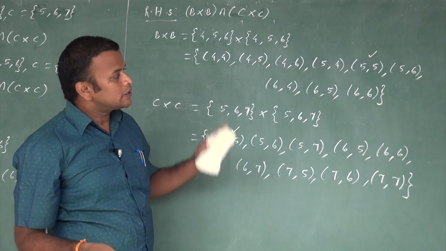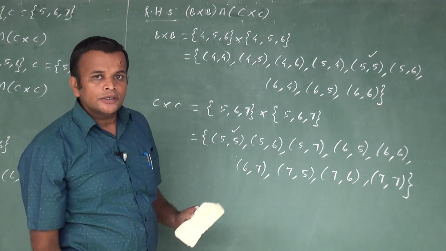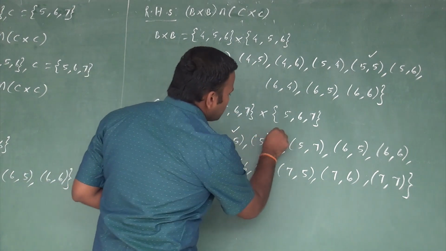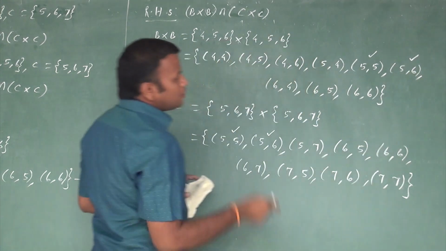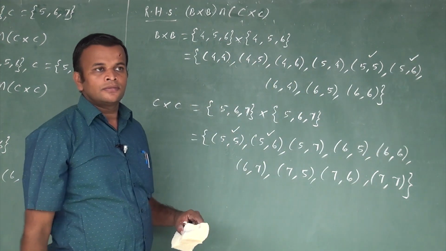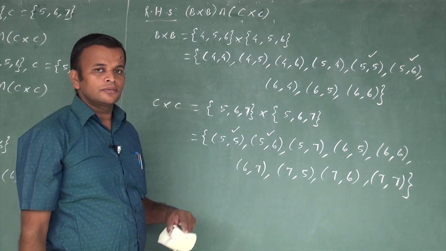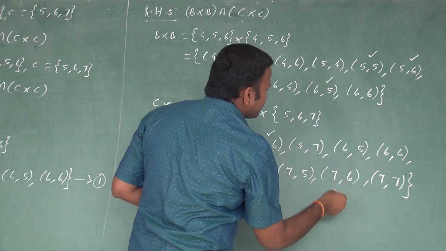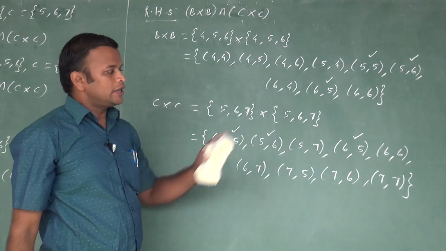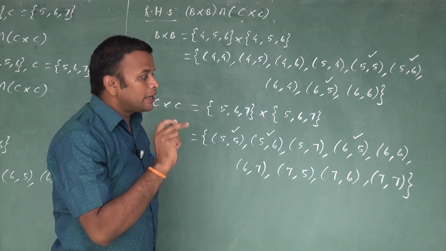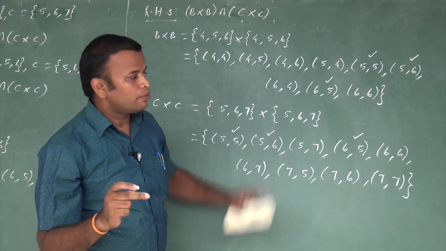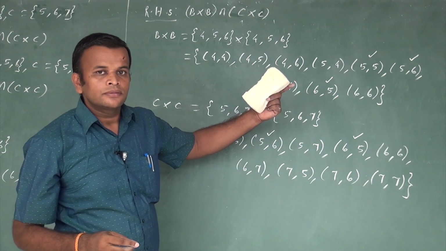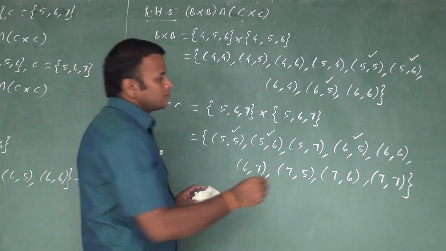Can you identify the next common ordered pair? Yes, the next one is 5 comma 6. 5 comma 6 is common in both the cross products. Is anyone else common in the two sets? We see 6 comma 5. This 6 comma 5 is common. One ordered pair is remaining that is also common in both the sets. Which one is common in both? That is 6 comma 6.